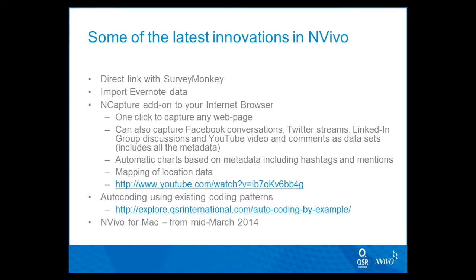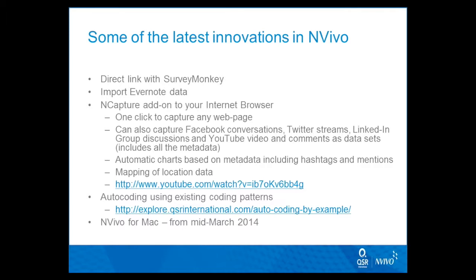For social media data, you can also use nCapture to capture them as a data set, which means all that metadata. In a Twitter stream, it will not only bring in the tweets, but also the hashtags, the mentions, the number of followers, and location data. Then there are automatic charts based on that metadata, to chart the hashtags and map the location data. I've given you a link to a YouTube video I did that explains that, if you're interested.